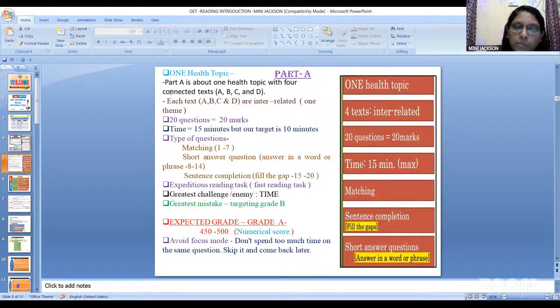If they are talking about diabetic or inguinal hernia, any topic, they start with the definition or description, then go for the clinical assessment, management, prevention or monitoring. So while reading the text itself, we need to understand how it is interrelated or correlated. Then we have 20 questions and 20 marks.